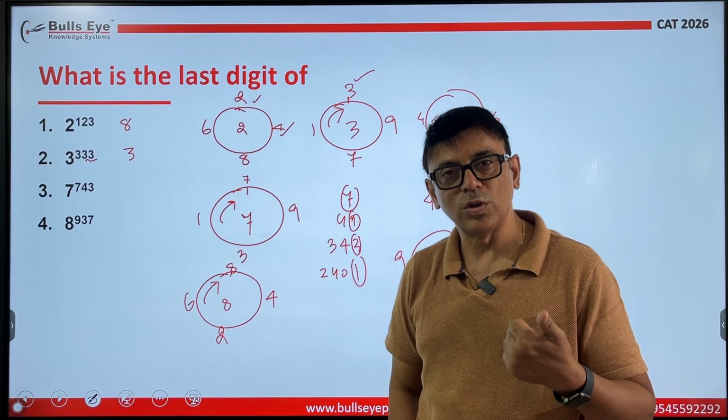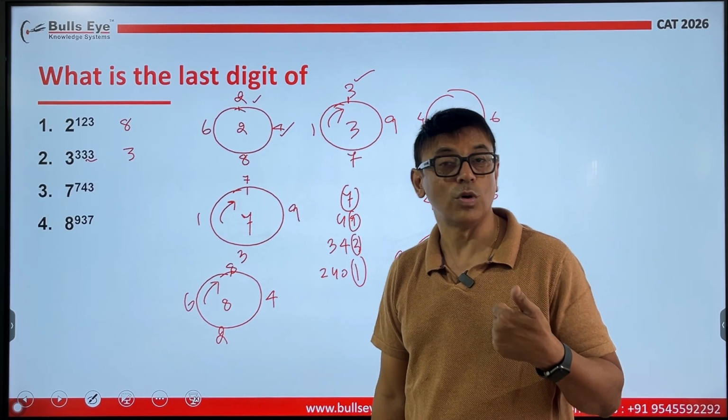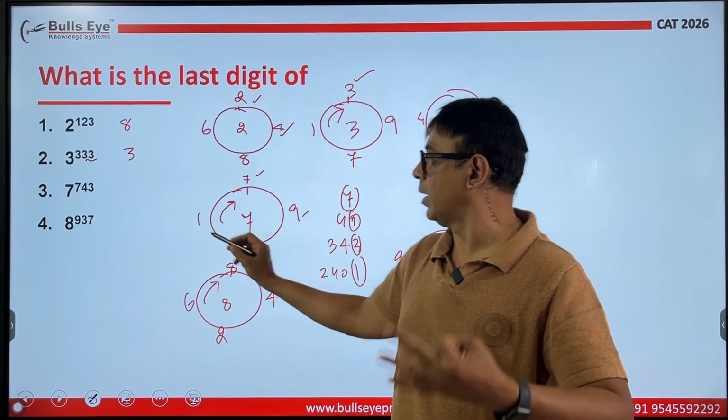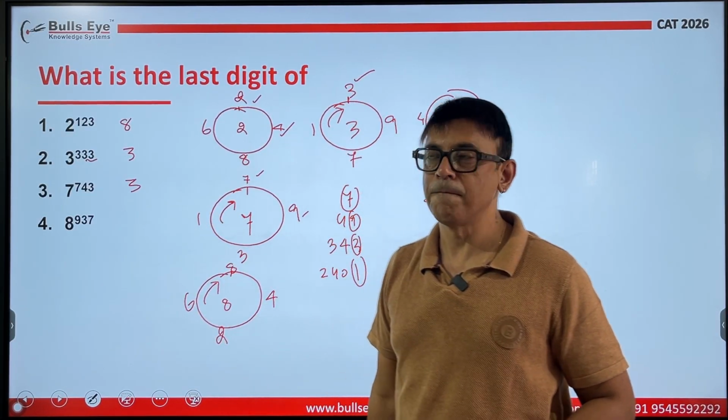Focus only on the last 2 digits. That's 43 divided by 4. 4 tens are 40. You have got 3 as the remainder. So 1, 2 and 3. So the last digit is 3.